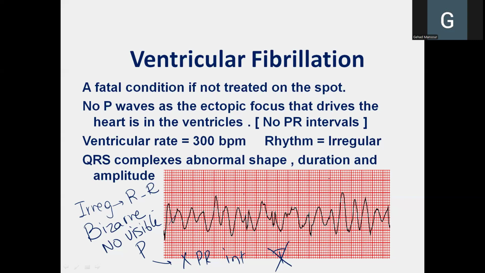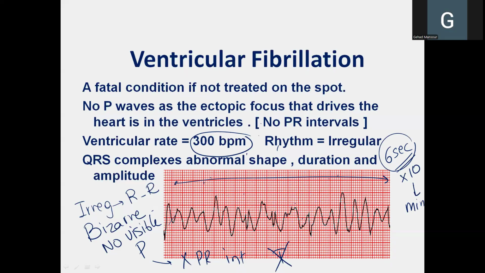The cause is the presence of an ectopic focus in the ventricles, and the rate is around 300 beats per minute. In this one in particular, I'll not ask you to determine the rate because you can just say around 300, because you can count it the same way you counted atrial fibrillation, by determining the number of QRS complexes in 6 seconds and then multiplying by 10 to obtain the rate in a minute.